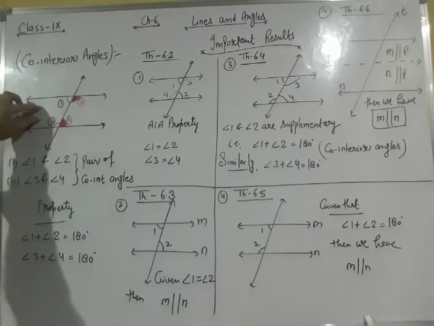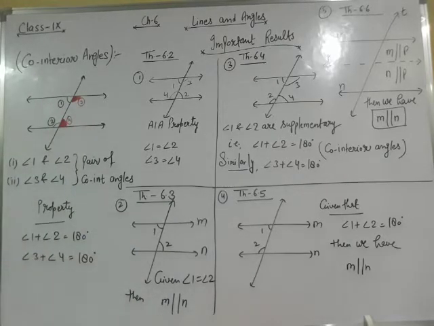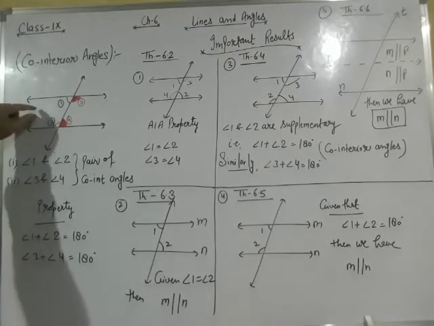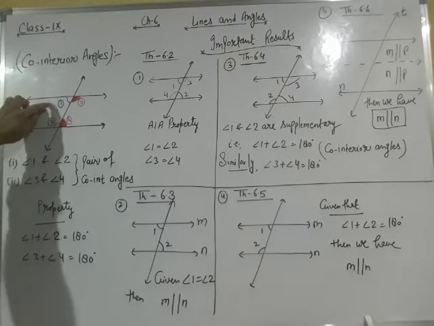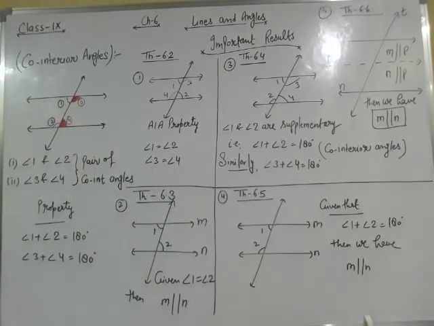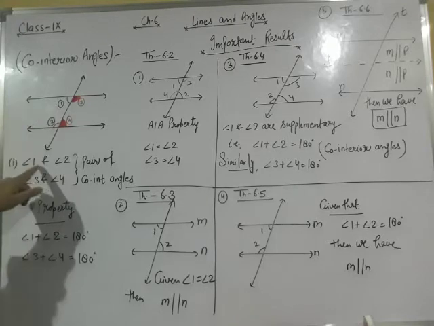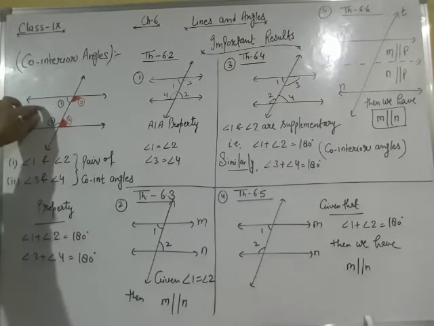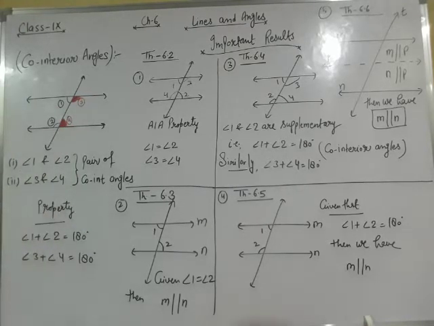Interior means angles formed in the inner side, right? And co-interior means the angles on the same side. So on the left hand side we have two angles, angle 1 and 2, and on the right hand side we have two angles, angle 3 and 4. So these are known as your co-interior angles. So angle 1 and 2 forms a pair of co-interior angles. Similarly angle 3 and 4 forms a pair of co-interior angles, right?